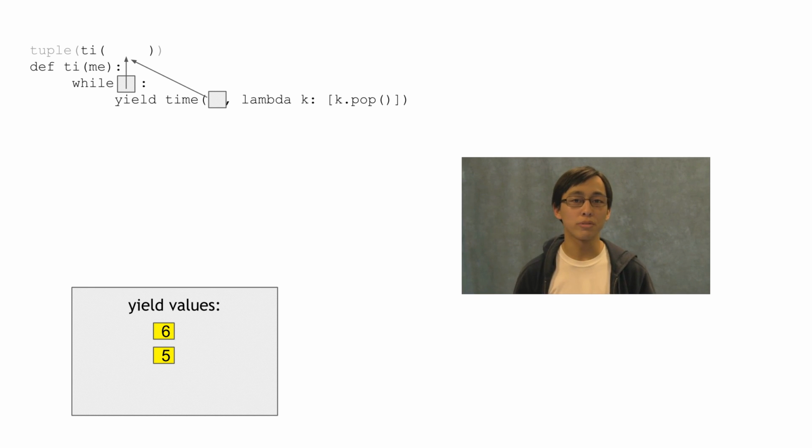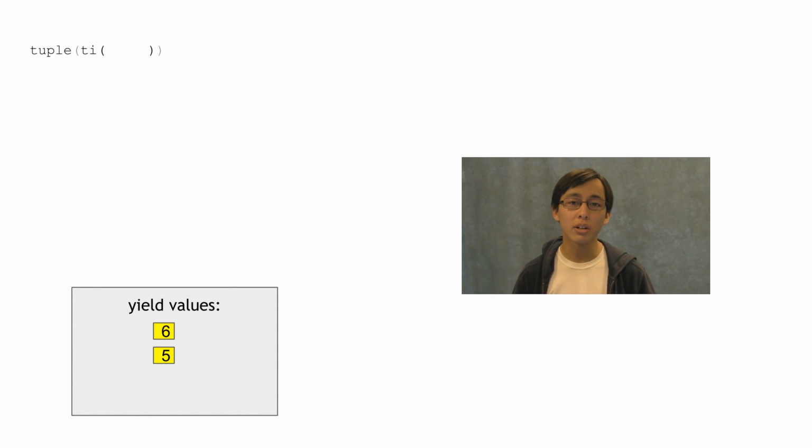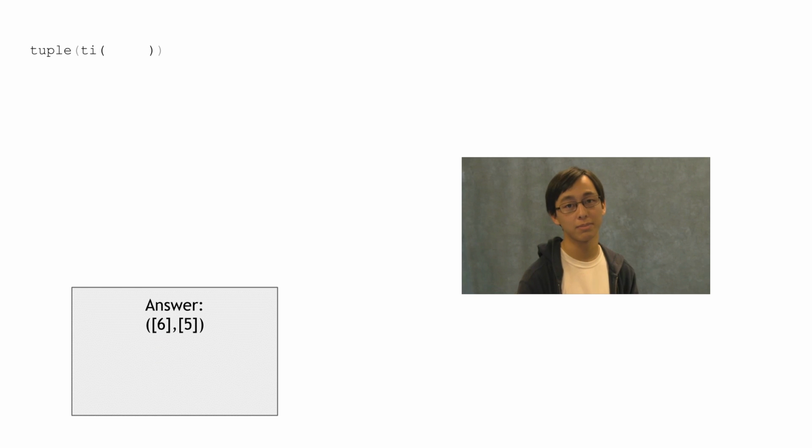So now back to this tuple function. Remember how we call list on a generator? It puts every value yielded into a list. And the principle is exactly the same here, except everything is put into a tuple. So our answer is a tuple that looks like a list containing 6 and a list containing 5, and then we're done. On to the next question.